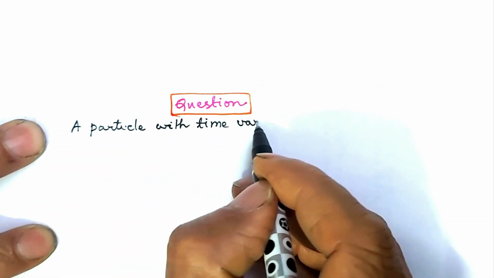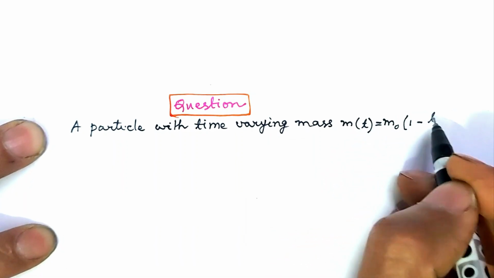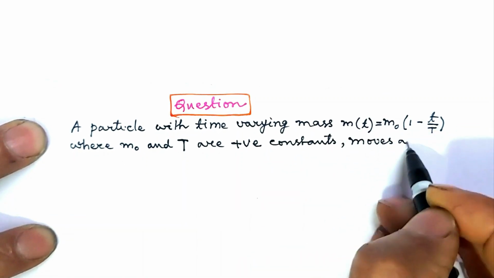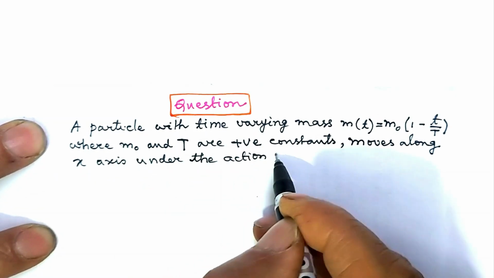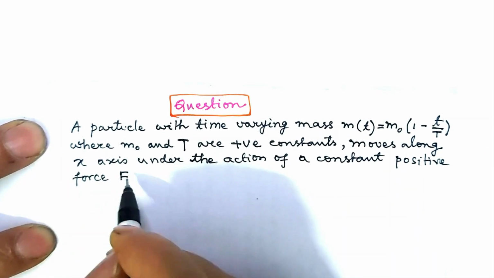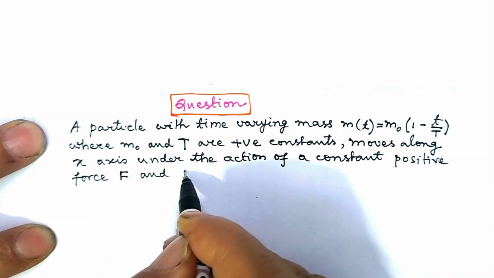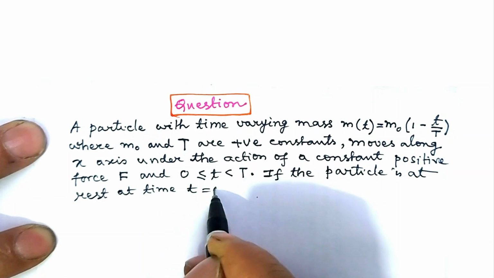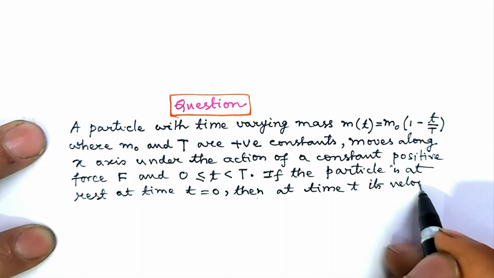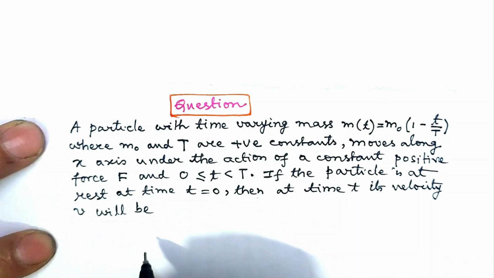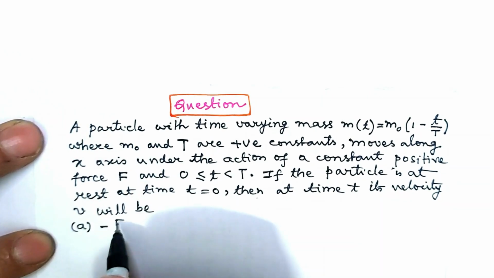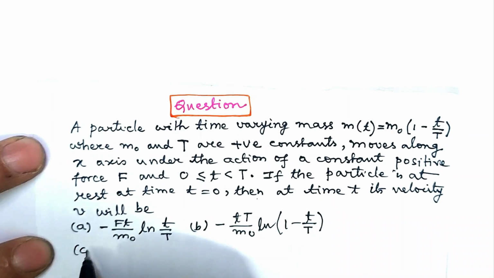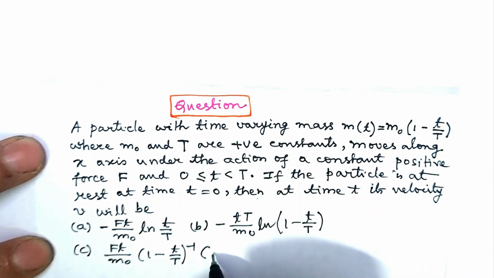A particle with time-varying mass where m0 and t are positive constants moves along x-axis under the action of a constant positive force F, and the time span is limited within. If the particle is at rest at time t equal to 0, then at time t its velocity v will be, and the options are option A, option B, option C, and option D.